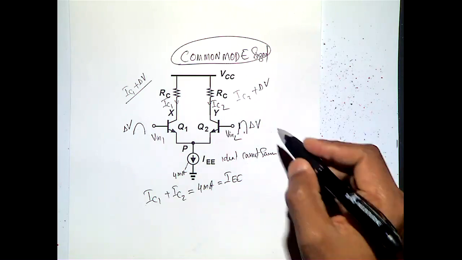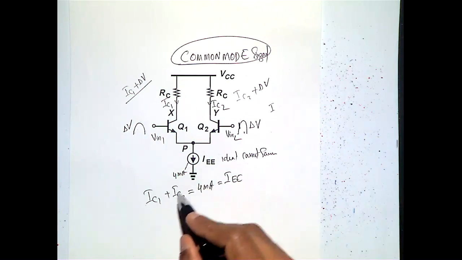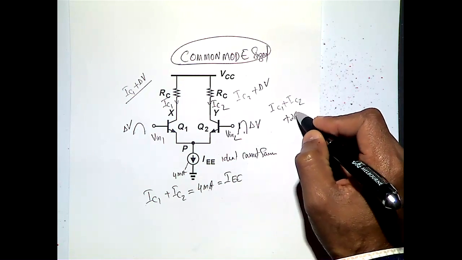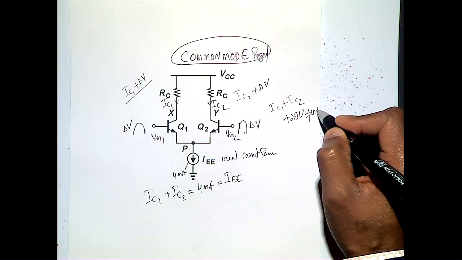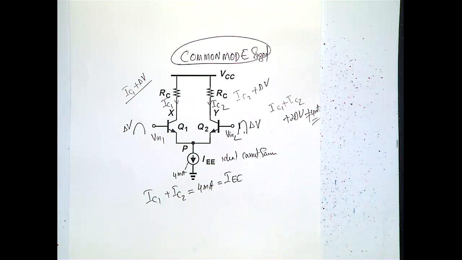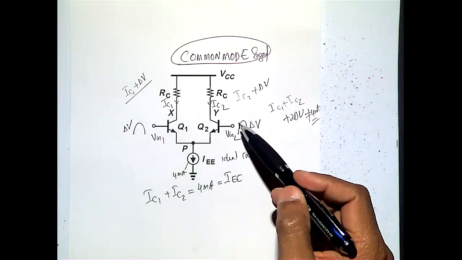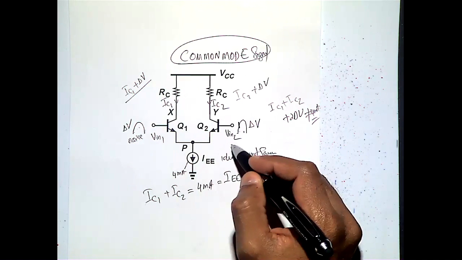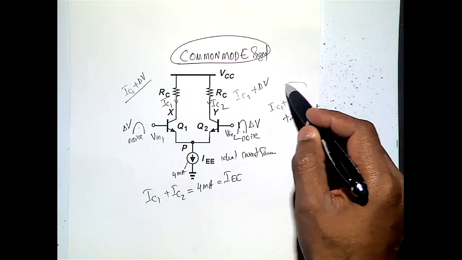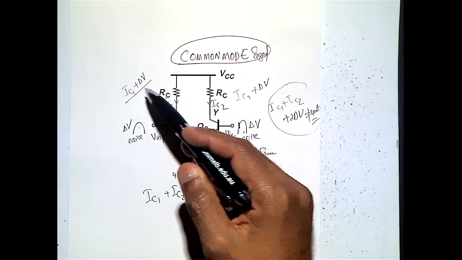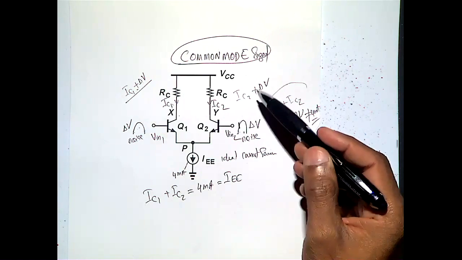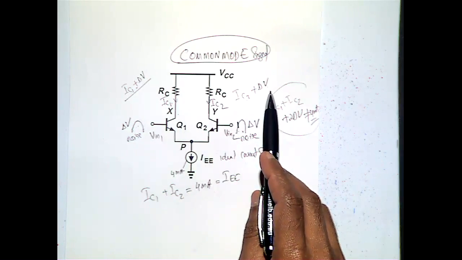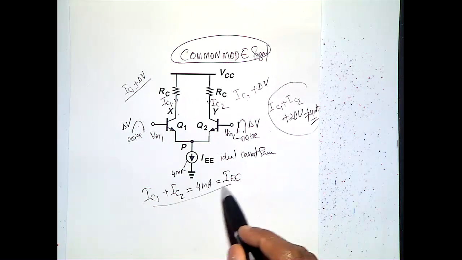But the problem is, your current cannot exceed 4 milliamps. So IC1 plus IC2 plus 2 delta V will not be equal to 4 milliamps. You know the problem? So if you have a common mode signal, this could be a noise. When you have a common mode signal, the problem is you are trying to increase the collector current, IC1 plus delta V, IC2 plus delta V at the same time, but this collector current cannot increase because IC1 plus IC2 should be equal to 4 milliamps.